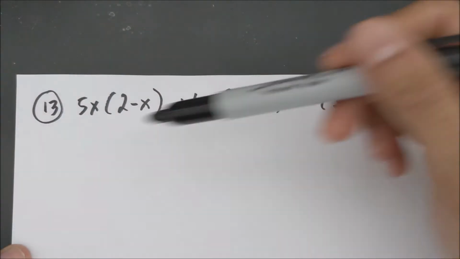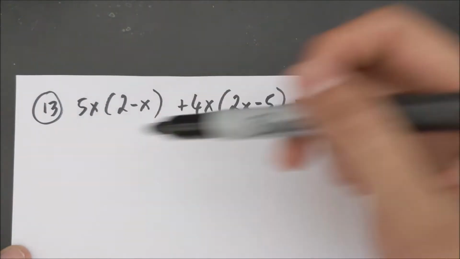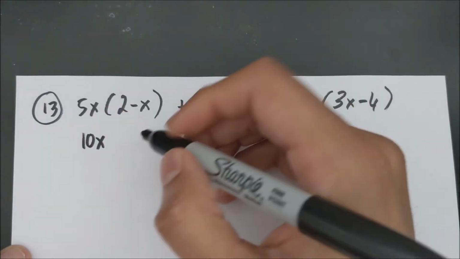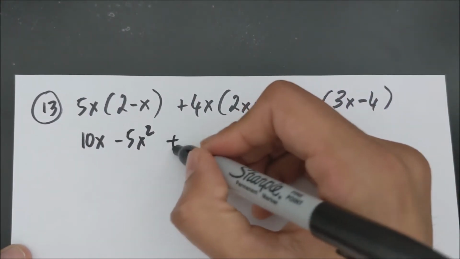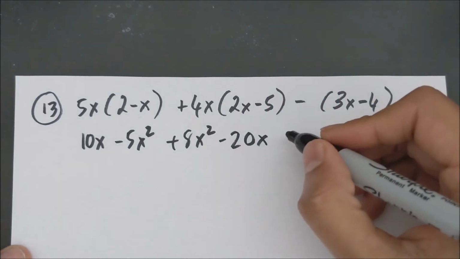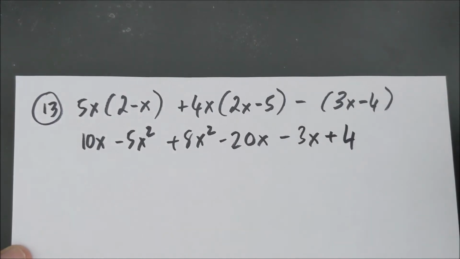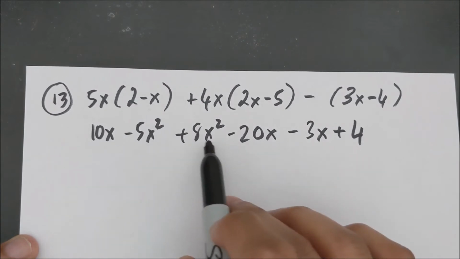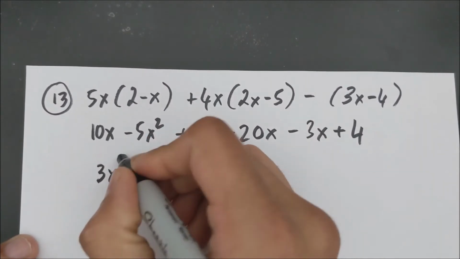Okay, so if I take a look at this question, I'm trying to factor it. Now the brackets are not the same, so I have to start by expanding. So that's going to be 10x minus 5x squared plus 8x squared minus 20x minus 3x plus 4. After I expand, I'm going to combine like terms. I'm going to start with my x squared terms. So -5 plus 8 is 3x squared.